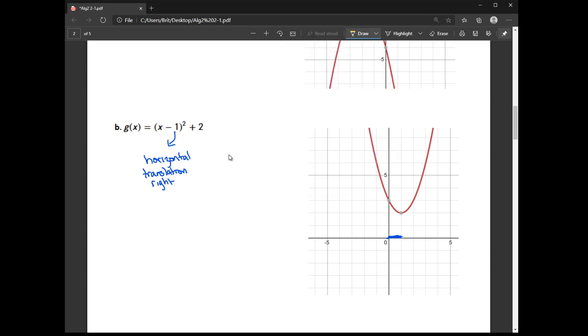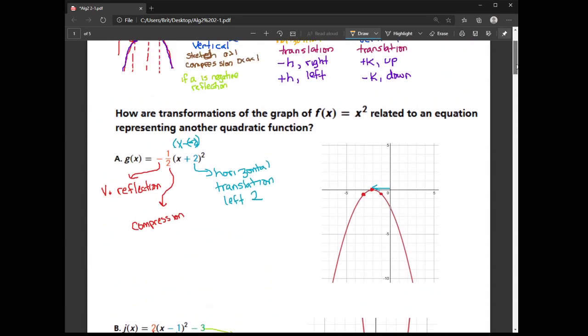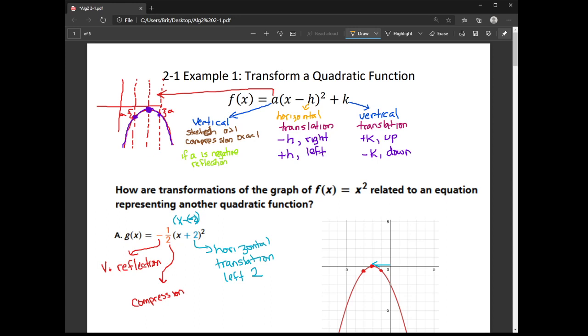Now this plus 2 is outside the grouping symbol, so it's vertical. Alright, it's addition or subtraction, so it's a translation. And then it's addition, so that means that it is up. And you can see right here from the origin, it went 2 up. And there we have it. So there are some of our transformation rules applied specifically to a quadratic.